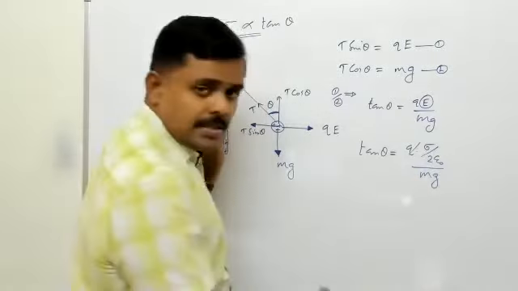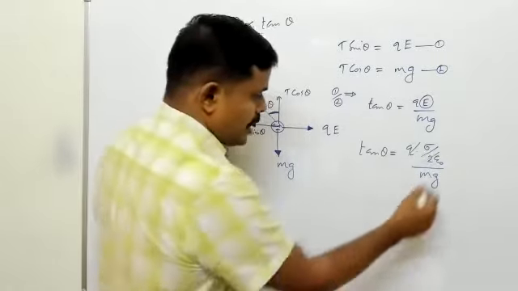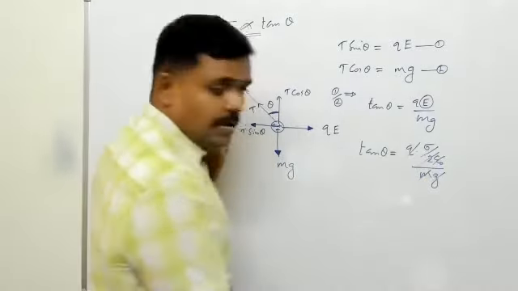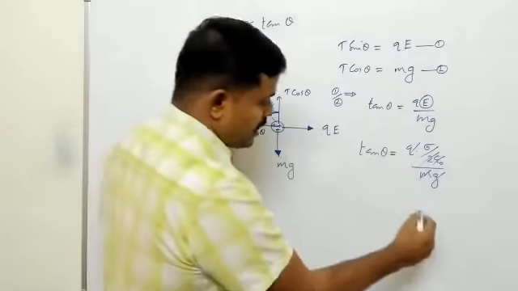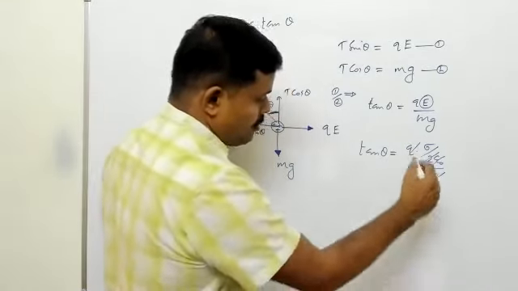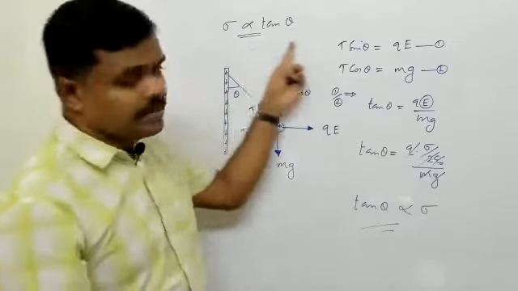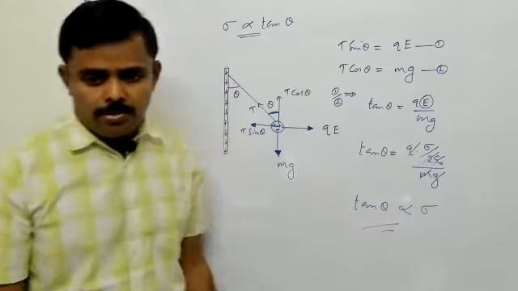Q is a constant, 2 is a constant, epsilon 0 is a constant, m is a constant, g is a constant. So all of them are taken together. If you remove that, you can put the proportionality. Sigma is proportional to tan theta. That is exactly the thing to be proved here.